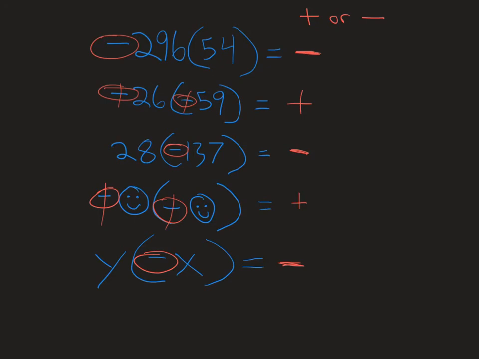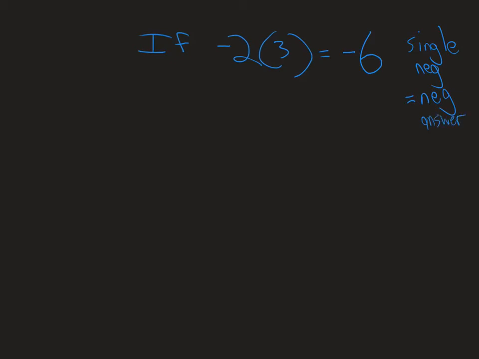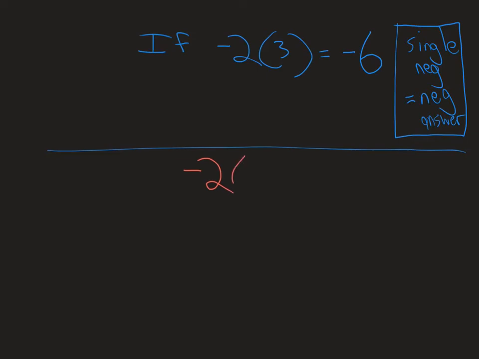Jumping on. Negative 2 times 3, hopefully we're getting the hang of this, is negative 6. Because a single negative always equals a negative answer. Okay, that's always going to be the case. If that's the case, let's have you make a prediction right now. We're going to rewrite the problem slightly.